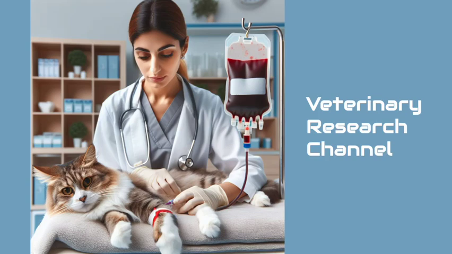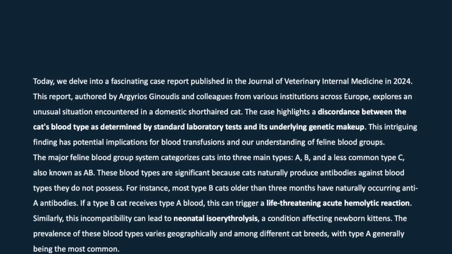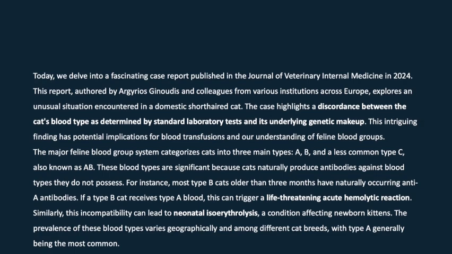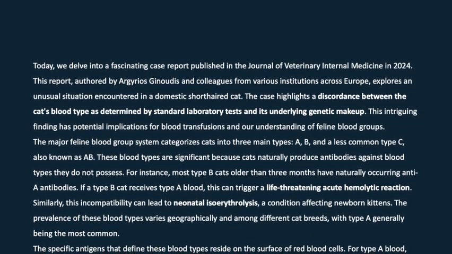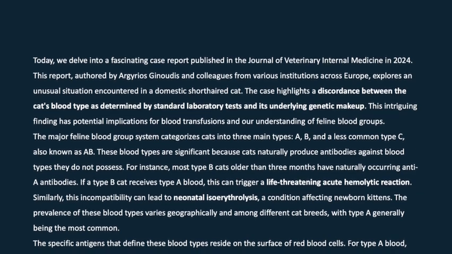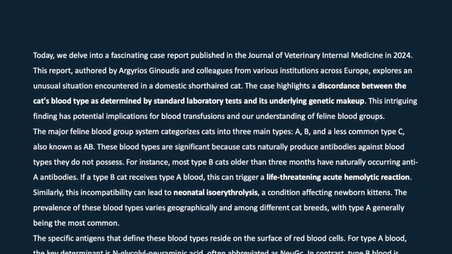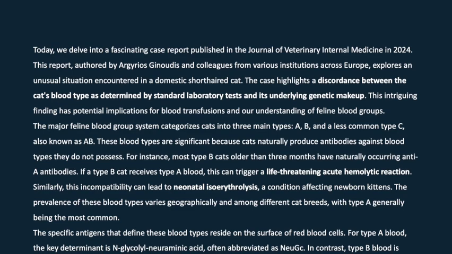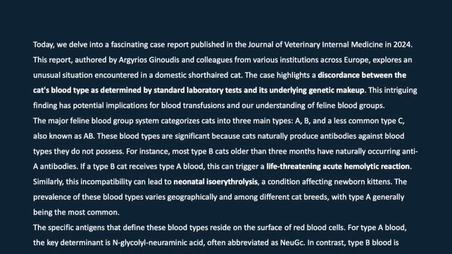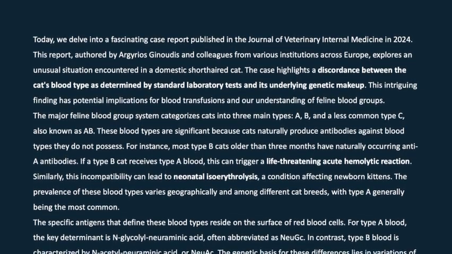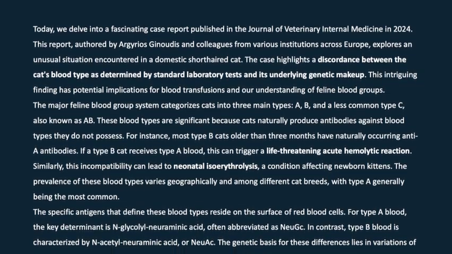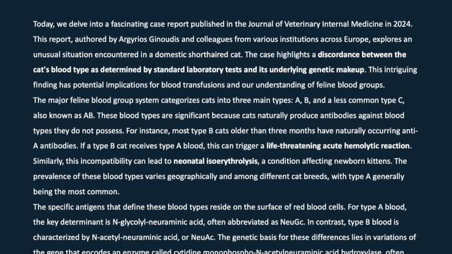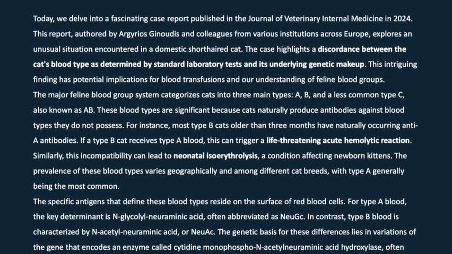Today, we delve into a fascinating case report published in the Journal of Veterinary Internal Medicine in 2024. This report, authored by Argyrios Genoudis and colleagues from various institutions across Europe, explores an unusual situation encountered in a domestic short-haired cat. The case highlights a discordance between the cat's blood type as determined by standard laboratory tests and its underlying genetic makeup. This intriguing finding has potential implications for blood transfusions and our understanding of feline blood groups.